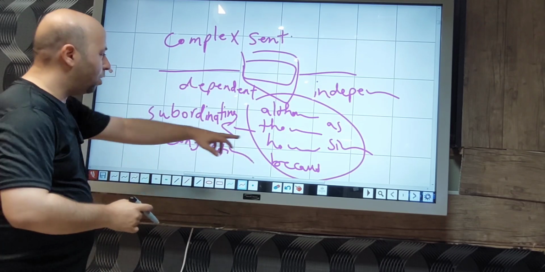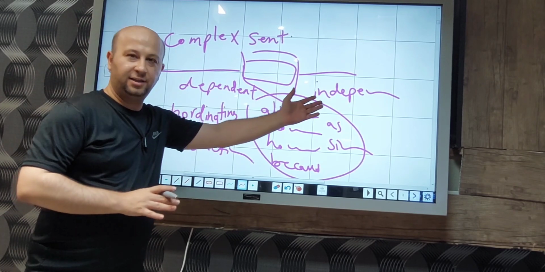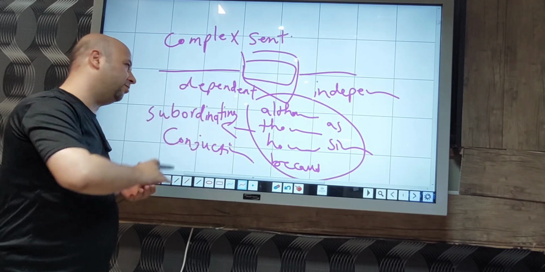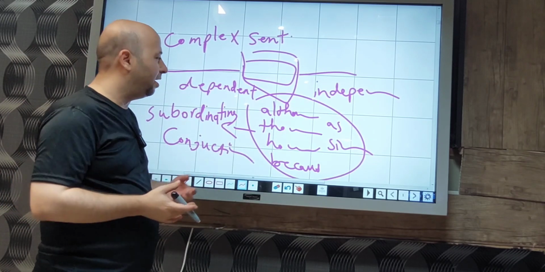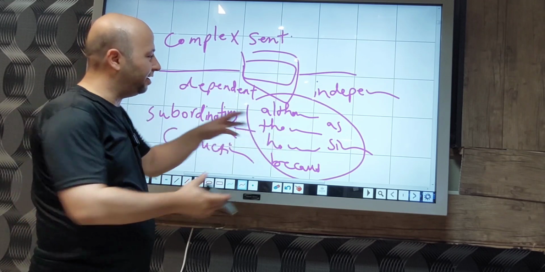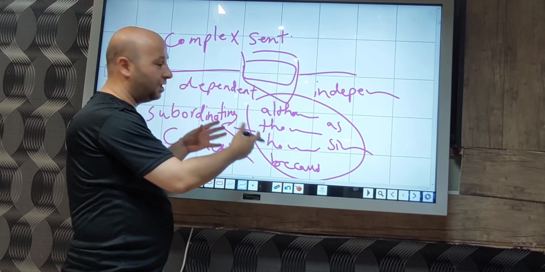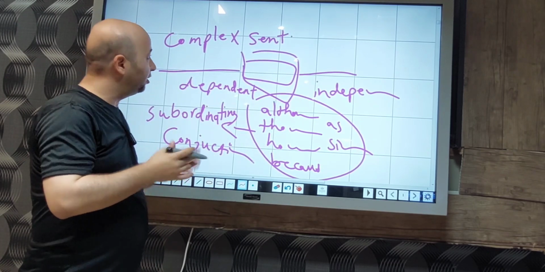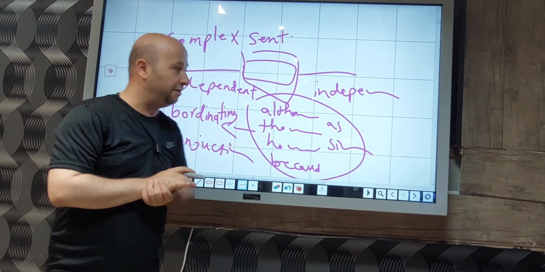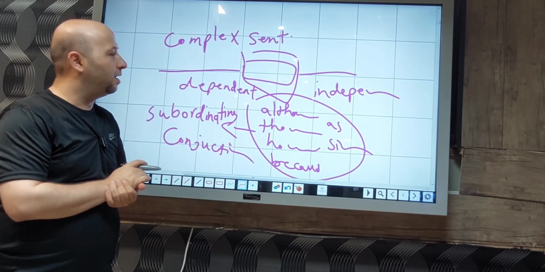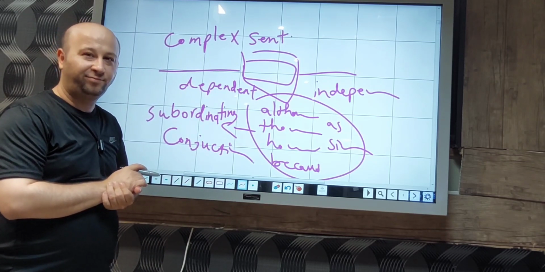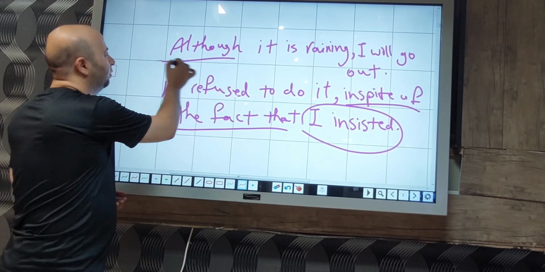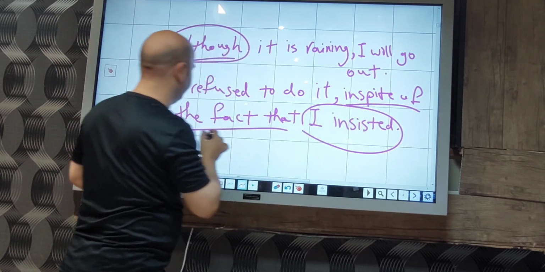Okay? What these words do is subordinate. It means they make one part of the sentence depend on another part of the sentence. So next time, when you are using these types of connectors, the words that connect two parts of a sentence, you're actually making a complex sentence, and it's a good improvement for you. And yes, congratulations. Okay, as you see, I've written two examples for you: although, and in spite of the fact that.